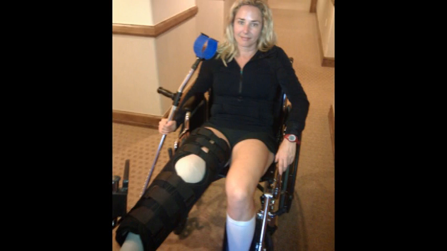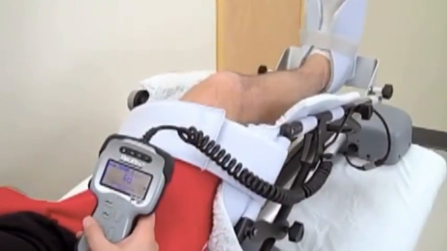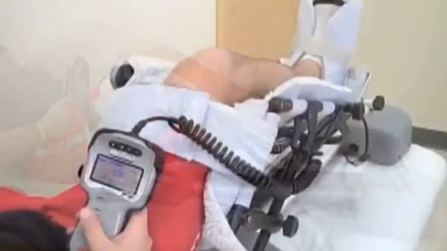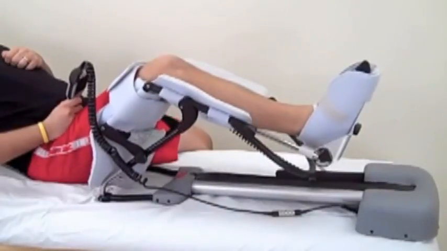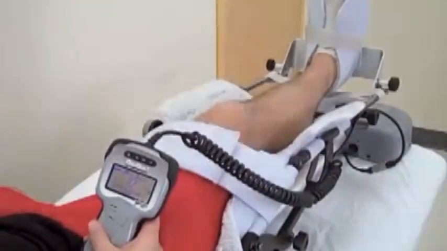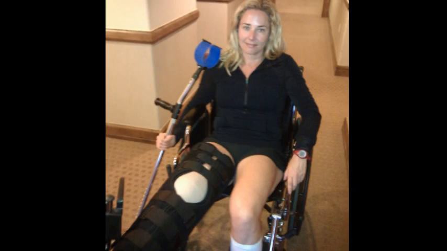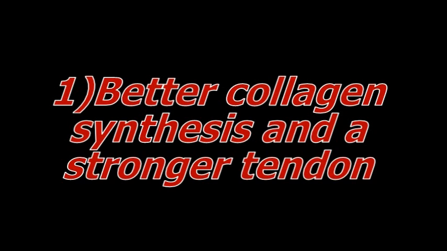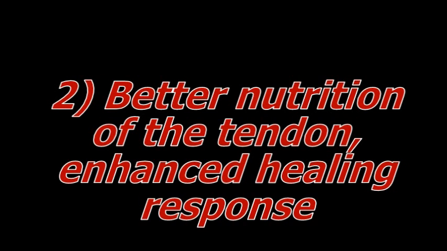Immobilization of a healing tendon appears to reduce the collagen synthesis and results in a weaker tendon. However, controlled passive motion not only develops a stronger tendon, but may also enhance nutrition of the healing tendon. Following the initial healing phase, earlier controlled passive motion seems to be more beneficial than prolonged immobilization for the following reasons. 1. Better collagen synthesis and a stronger tendon. 2. Better nutrition of the healing tendon, resulting in an enhanced healing response. And 3. Less adhesion formation.